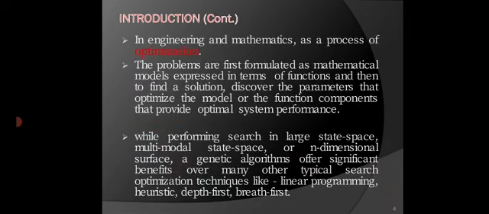In engineering and mathematics, it is a process of optimization. So the problems are first formulated as mathematical models expressed in terms of function, and then to find a solution, discover the parameters that optimize the model or the function components that provide optimal system performance. So in engineering and mathematics, the problem solution method is optimization, and in optimization some function is there and we have to find the solution of it through model or functional parameters.